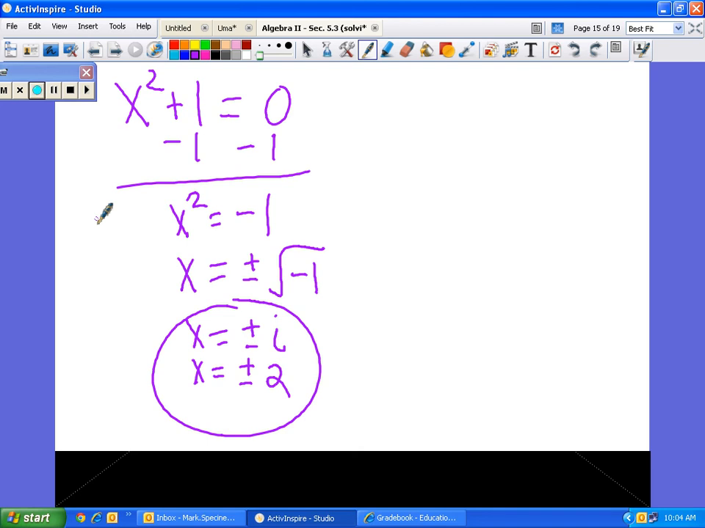Well, I know what the square root of -1 is. Square root of -1 is i. So I have plus i and I have minus i. So there are my other two answers, plus or minus i. My first two answers come from the other factors, x is plus or minus 2. My second comes from this, it will be plus or minus i. And those are my answers.